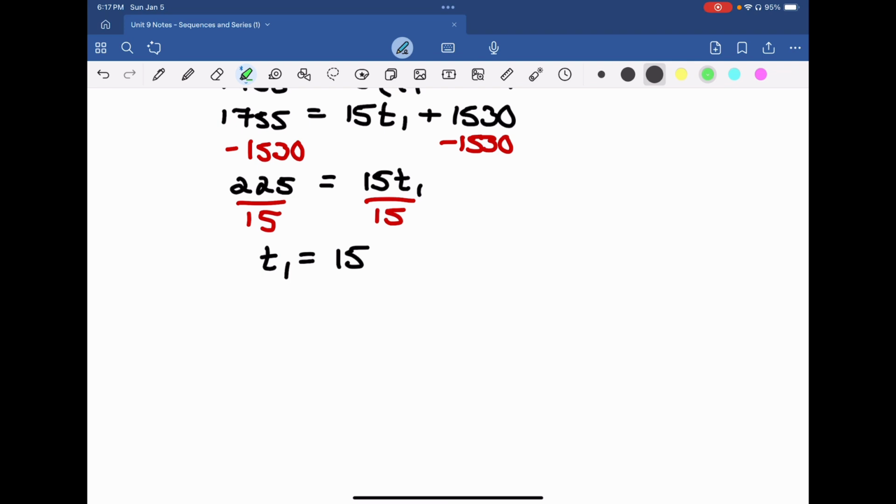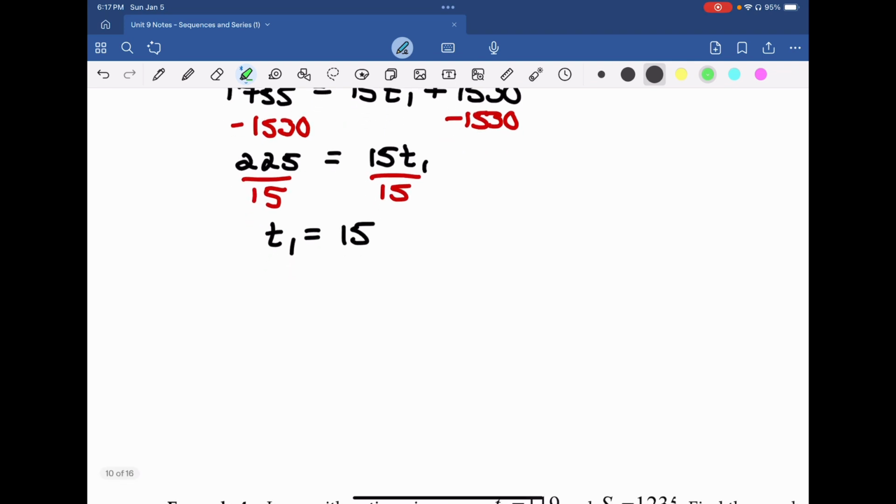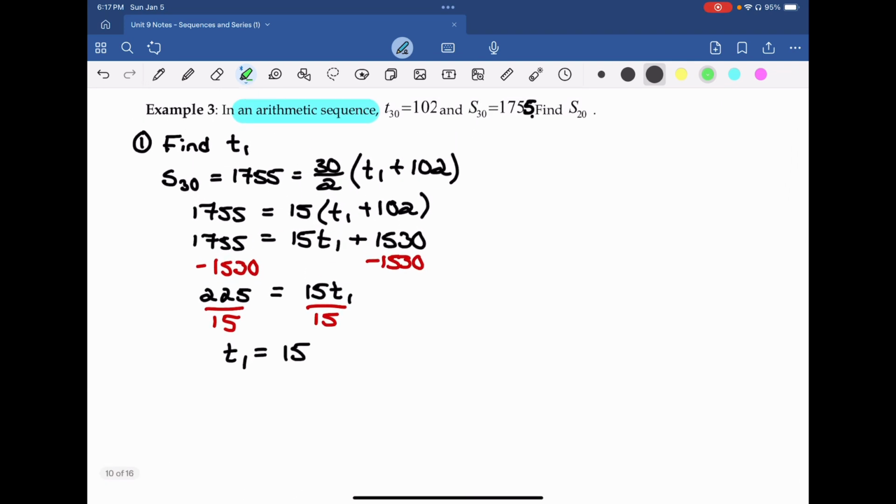Now, you could circle that, highlight that, whatever you want to do with it if you want to hold on to it, but I think this is decently clear. So we found our T1. We know T30, S30, but we want to figure out S20, right? So in this situation, another important detail is we need to find that common difference D.